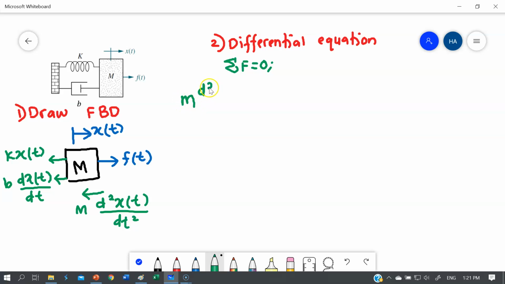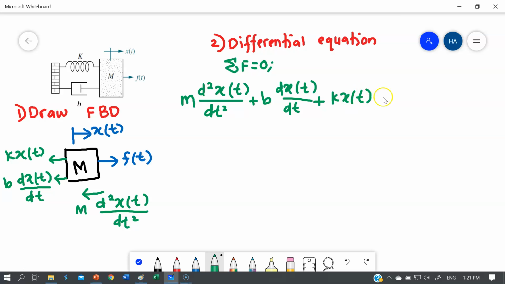m d square x of t over dt square plus b dx of t over dt plus k x of t, and let's put the input force on the other side of the equation, so here we have equals to f of t. So this is the differential equation that represents this mass spring damper system.